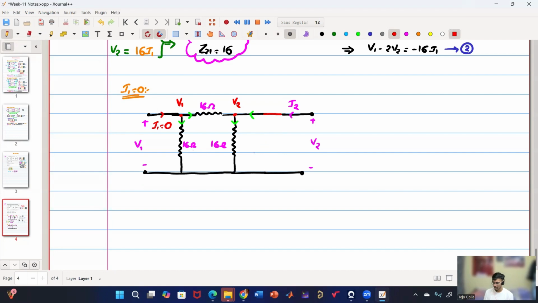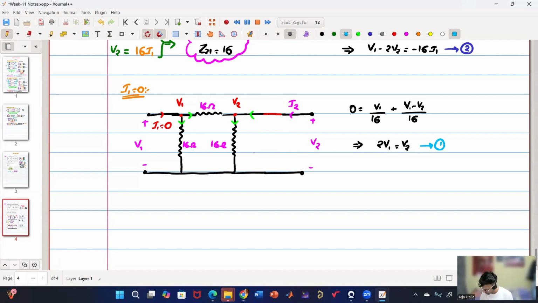Now I have to calculate V2 in terms of I2, as I1 is 0. V1 is equal to V1 by 16 plus V1 minus V2 by 16. Okay. Very good. So now if I do this, I'll get 2V1 minus V2 is equal to 0, and that means 2V1 is equal to V2. Very good. And what about the other equation?